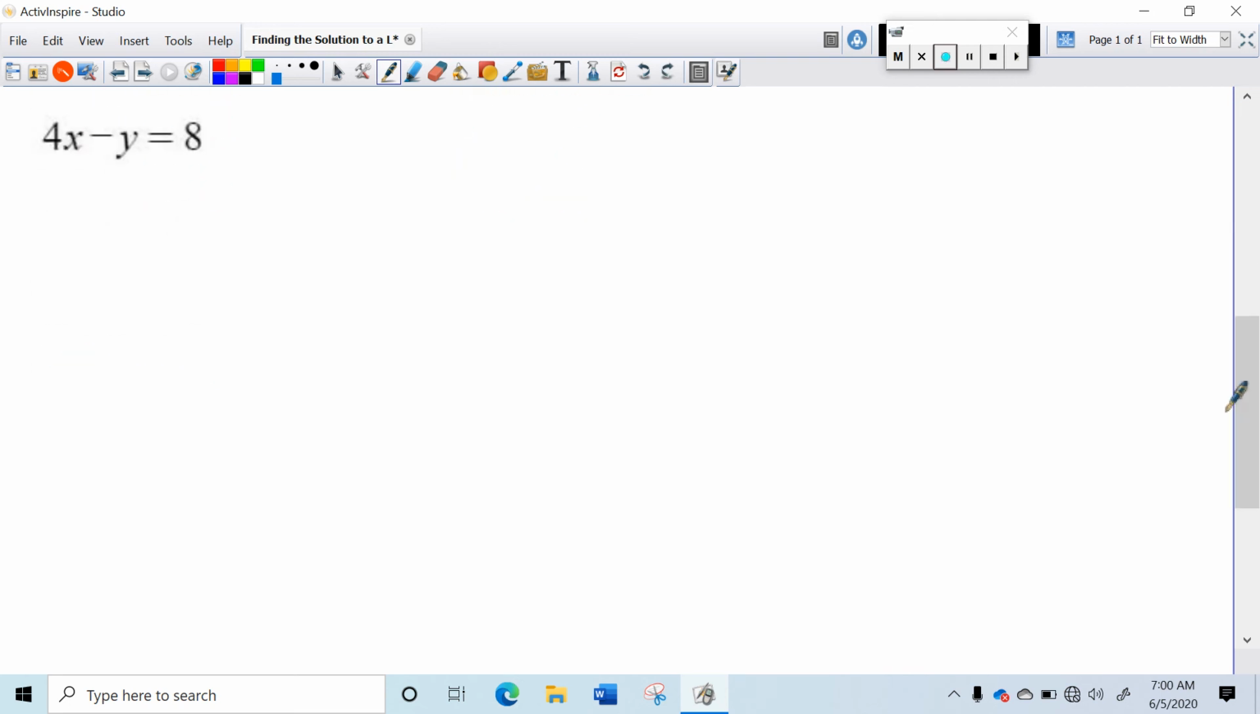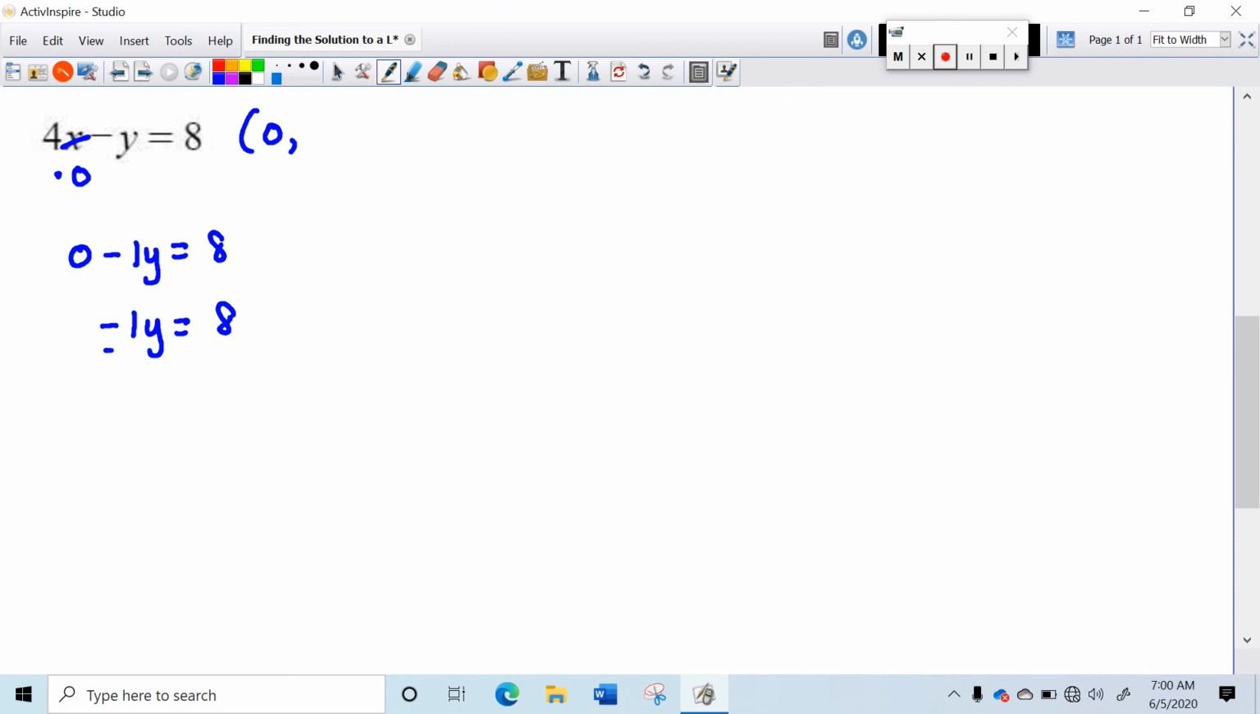Okay, for the next one, I'm just going to choose x to be 0. So instead of x, I'm going to put a 0, and these are stuck together, so it's multiplied. So 4 times 0 is 0, minus 1y equals 8. Well, 0 is just 0, so that's going to really be written as negative 1y equals 8.